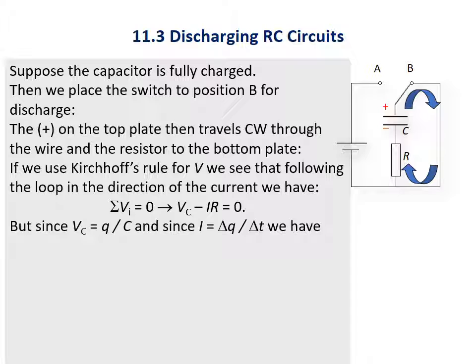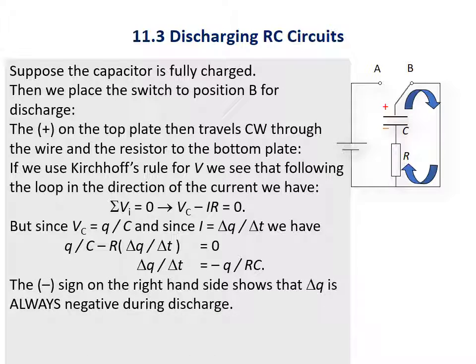But since the voltage across the capacitor is Q over the capacitance, and since I equals a change in charge over change in time, we have this expression now: Q over C, which is the voltage of the capacitor, minus R times a change in charge over change in time equals 0. So I have added R times the change in Q over change in time to both sides, and I have divided by R on both sides to get change in Q over change in time equals negative Q divided by RC.